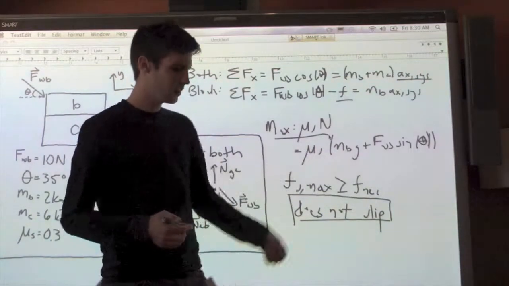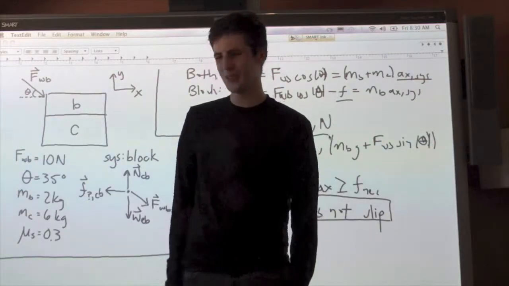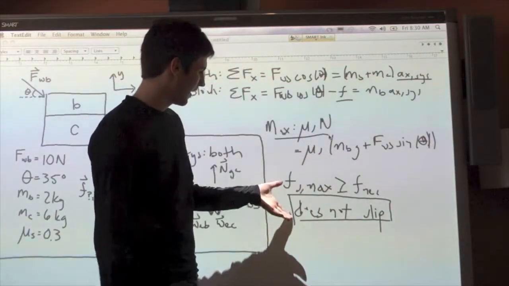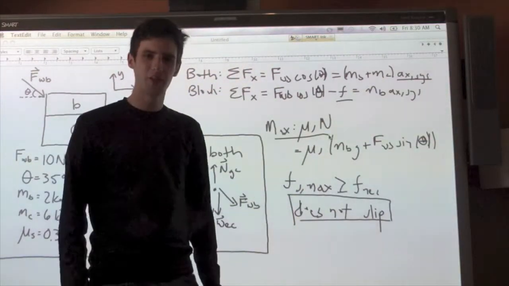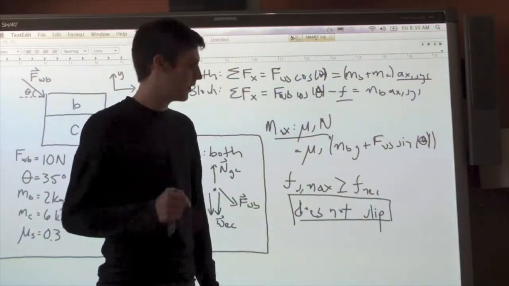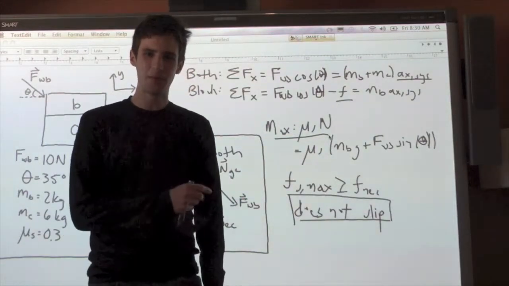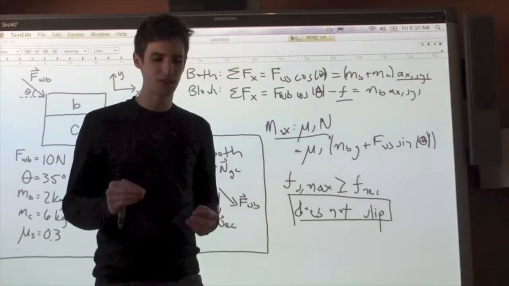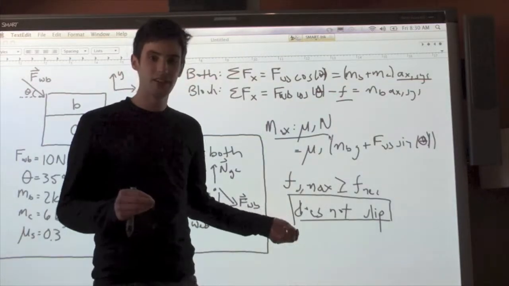If we plug in a bunch of numbers, which I've included over here, you'll find that the maximum static friction force is indeed greater than the force that we actually need to keep them together. So we know it's possible for them to stick together, and this block will not slip.